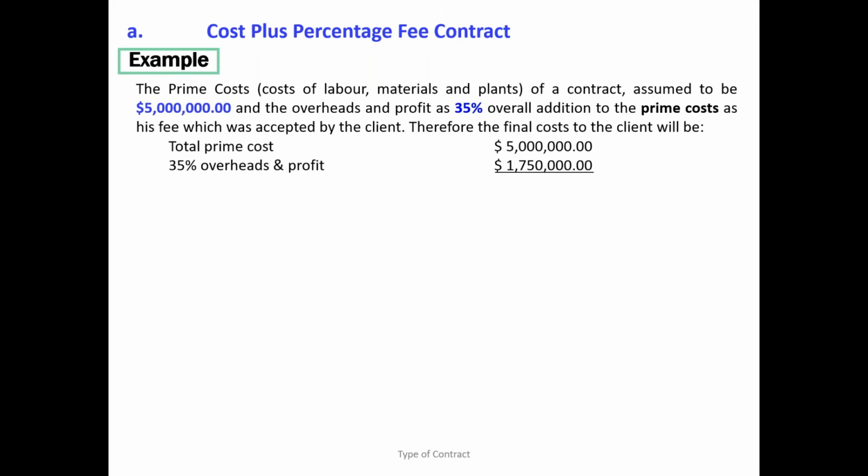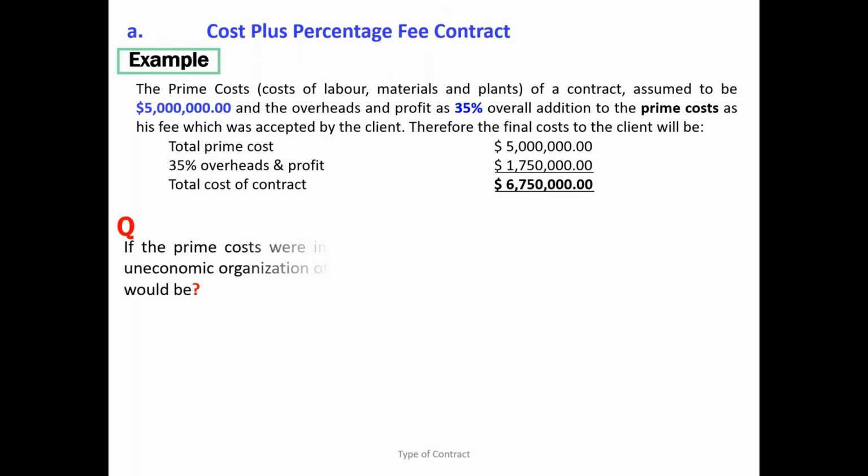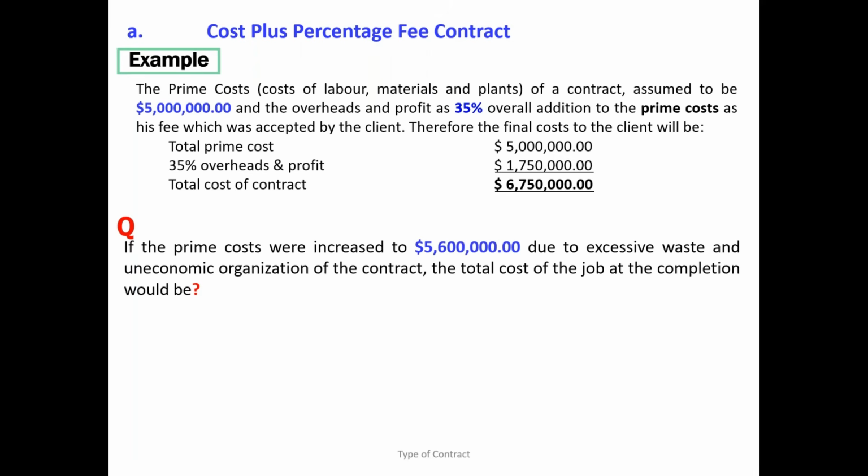So how much are we going to pay in total? 6.75 million. So you understood, simple calculation, cost plus percentage. Whatever the prime cost turns out to be, on top of that you are going to add the percentage. Now, let's say that because of the waste of material and inefficient operation, the prime cost went to 5.6 million. How much are you going to pay now? The total amount, how much is it going to be?